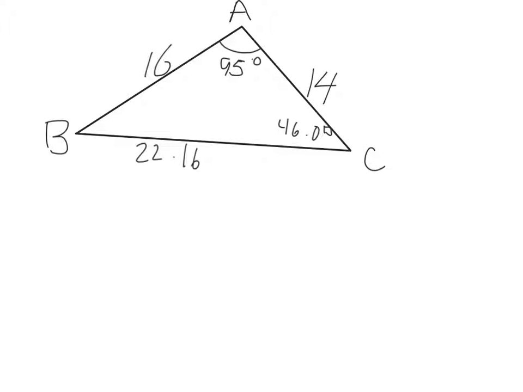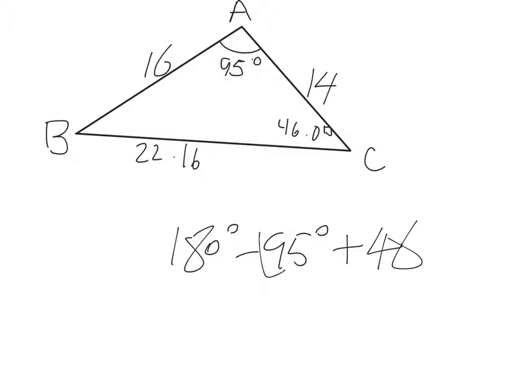As previously mentioned, we get the angle C, which is 46 degrees. Since every triangle has a sum of 180 degrees, we can use it to subtract 95 and 46, which will give us 39 degrees. This is the angle B.